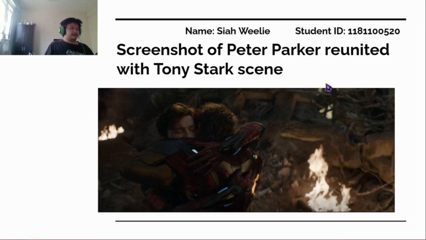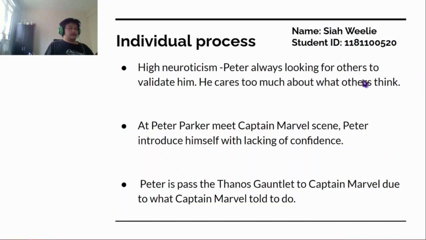And we've also found out that Spider-Man has high neuroticism, which is that Peter is always looking for others to validate him. He is caring too much about what others think. At the Peter Parker meets Captain Marvel scene, Peter is introducing himself with less confidence, and Peter is passing the Thanos gauntlet to Captain Marvel due to what Captain Marvel told him to do. And this is the screenshot of Peter Parker passing the Thanos gauntlet to Captain Marvel.